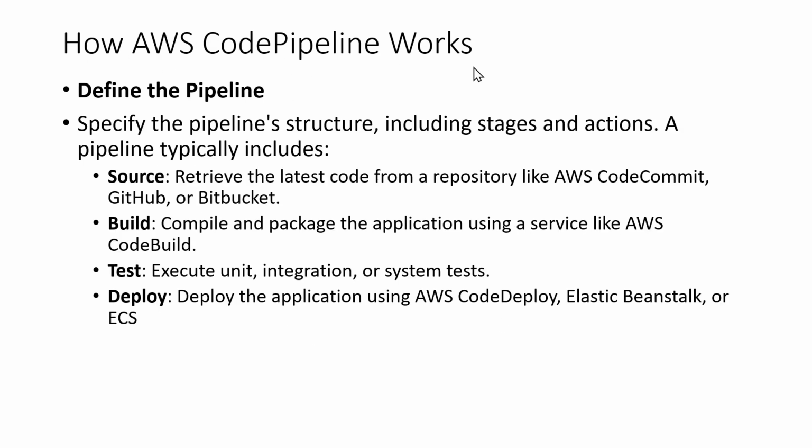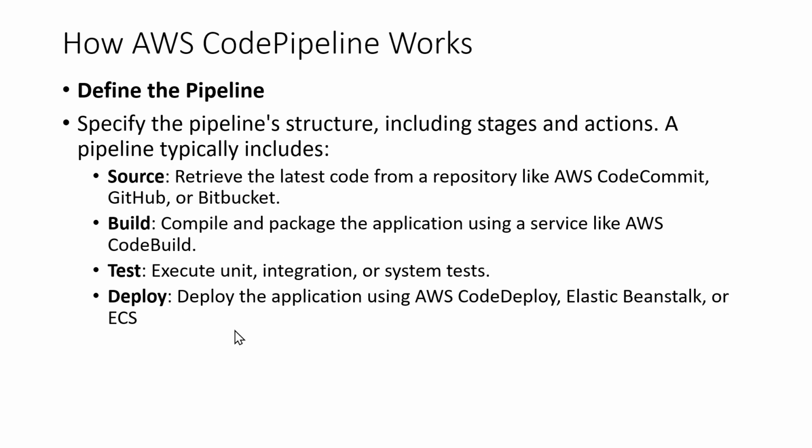So how does AWS CodePipeline work? Initially, define the pipeline, that is, specify the pipeline structure including stages and actions. A pipeline typically includes: source, which retrieves the latest code. So from where I need to retrieve my code, you need to provide the repo. Next, build: compile and package the application using services like CodeBuild. So where we need to run our application, either in Lambda, or CodeBuild, or EC2, wherever you are running your application. And test: execute unit, integration, or system tests. So we can also have the testing.